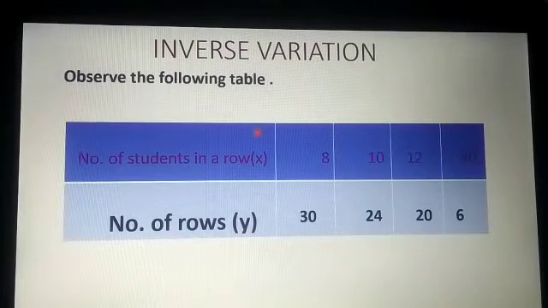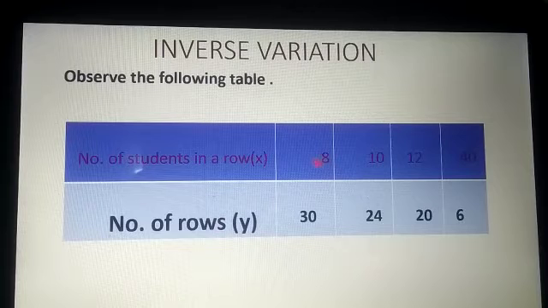So children, in the first video we have seen inverse variation. We have started, so I will explain inverse variation again. Observe this table. Number of students in a row, I have mentioned here as x, and number of rows is y.